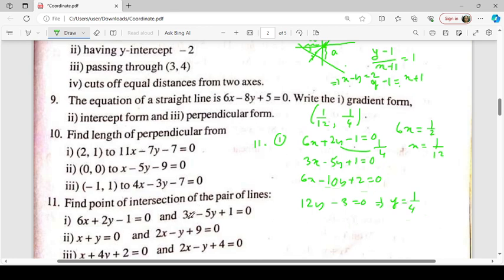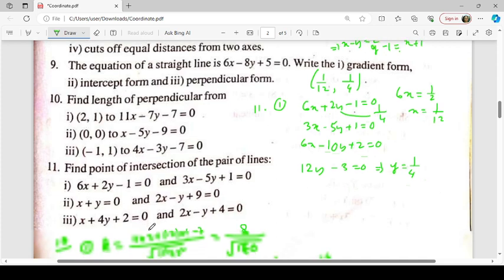And then if we put 1 by 12 here, 3 by 12 is 1 by 4. Then it is minus 5 by 4. So 1 by 4 minus 5 by 4 is minus 1. So minus 1 plus 1 is 0. So it is satisfied. In this way we find these things.